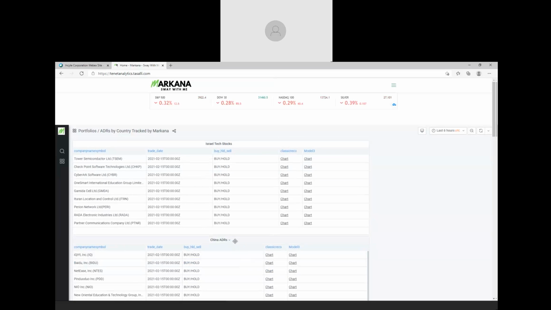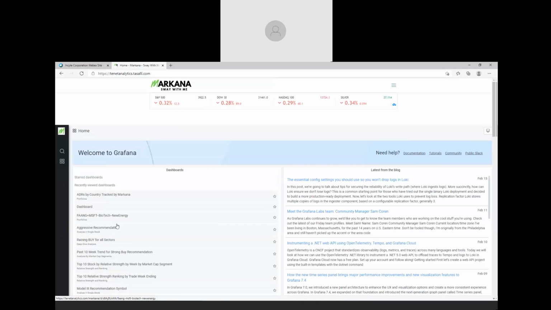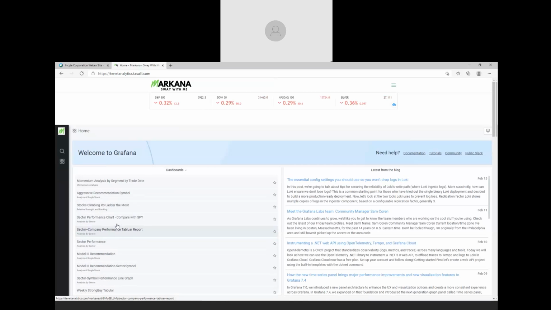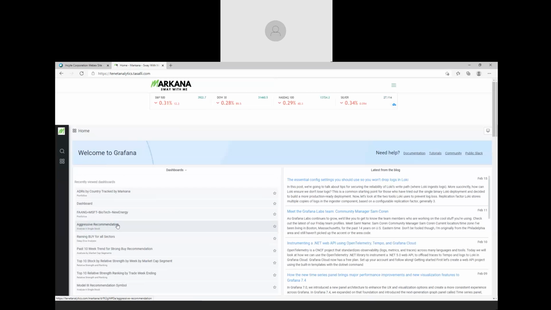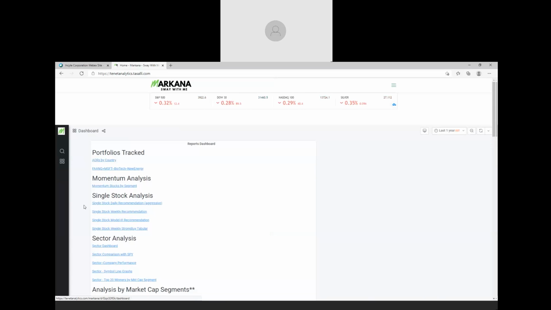And so here there is a dashboard. I'll start with the high level. Any questions so far? No, it's going good. So you can also set up alerts so that you get an email if buy changes to sell.